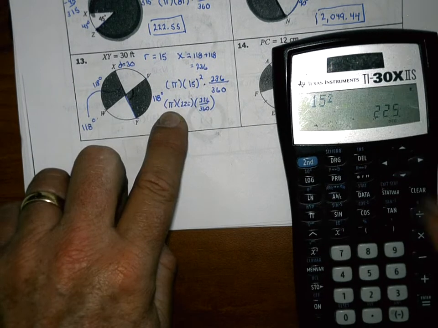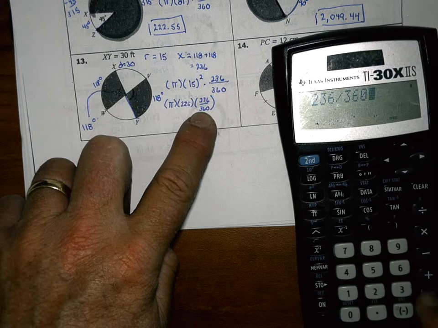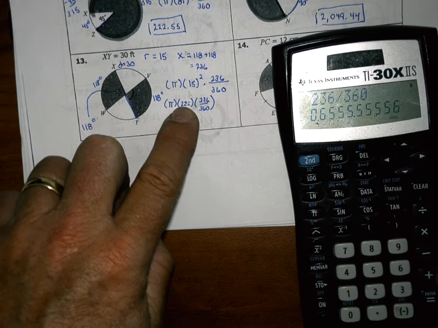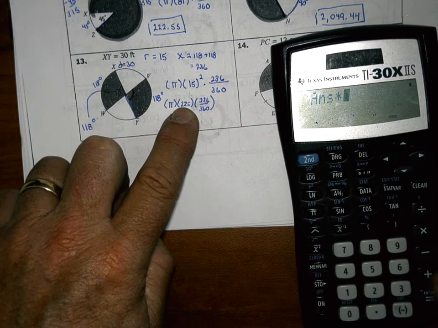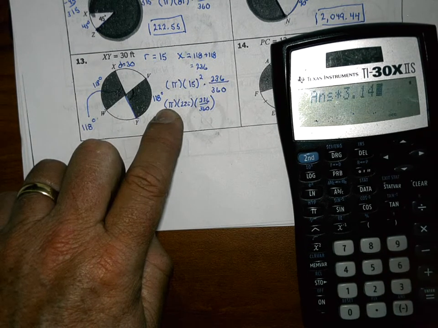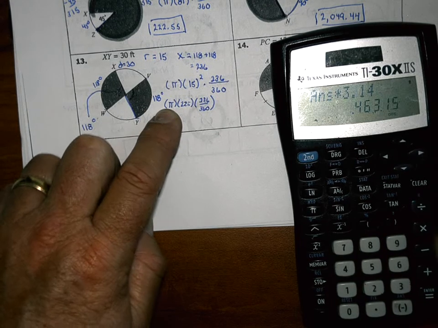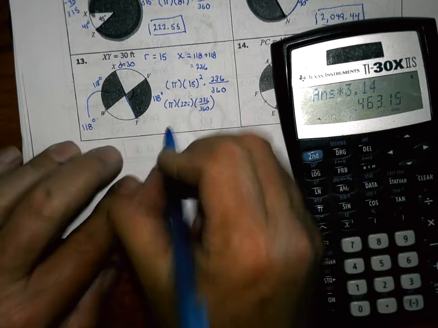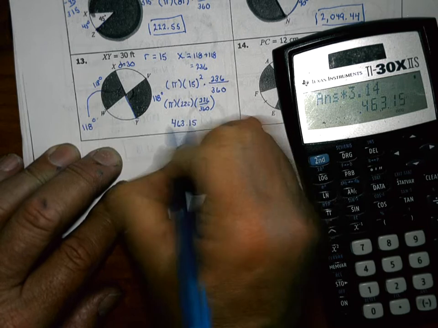Okay, now when you work this out on your calculator, go right to left. So take the 236, divide it by the 360. You're going to get a decimal. If the decimal is really long, don't worry about it. Multiply that by 225, which was the radius squared. Then multiply that by pi. Go ahead and use 3.14 for pi. That's not exactly accurate, but that's the best we're going to do. And you can see my answer is 463.15. So number 13, the area, 463.15.